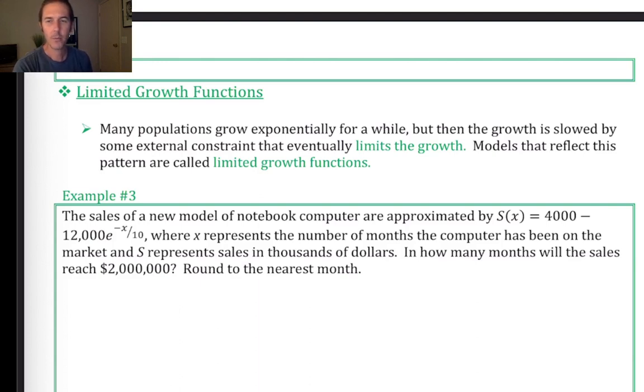In how many months will the sales reach 2 million? So where does the 2 million go? Is it the X value or is it S of X? And the answer is it's the left-hand side of the equation, S of X, where S represents sales in thousands of dollars. So what number am I going to put into the left-hand side of the equation? Do I put in 2 million? Is that my S value?